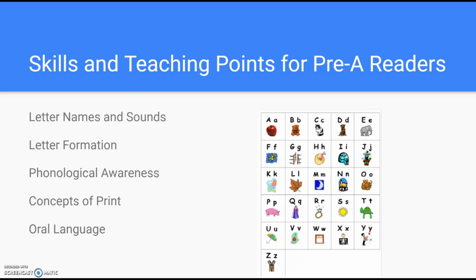Pre-A readers are going to be working on skills such as letter names and sounds, letter formation, phonological awareness, which includes hearing syllables, rhymes, and initial consonant sounds, concepts of print and oral language.